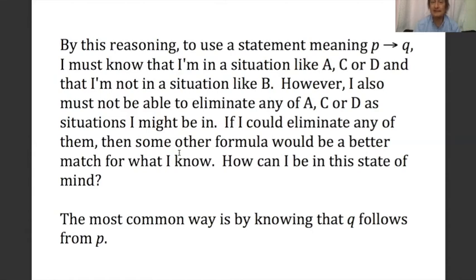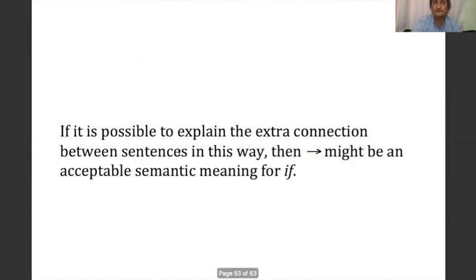So how can I be in this state of mind? Well, the most common way is by knowing that Q follows from P. Maybe by a cause, maybe by inference, but knowing P is enough to infer Q. Okay, now this isn't yet a full explanation, but it gives us the basis of a possible explanation. And if it's possible to give an explanation for where that extra connection between sentences comes from, then the arrow might still be an acceptable semantic meaning for if.